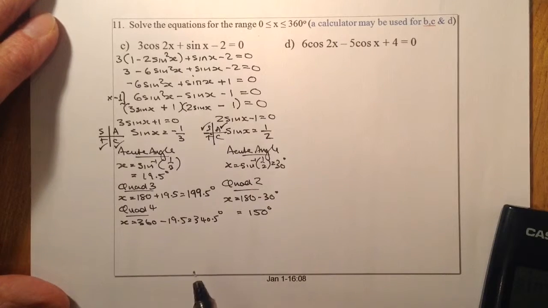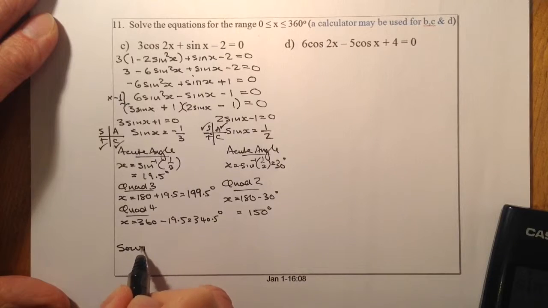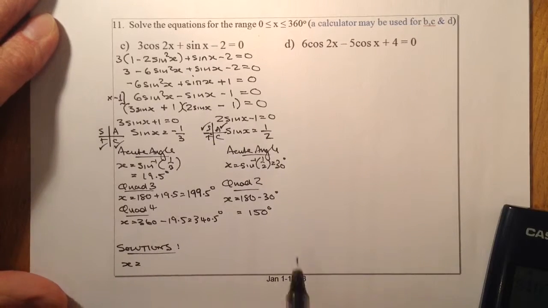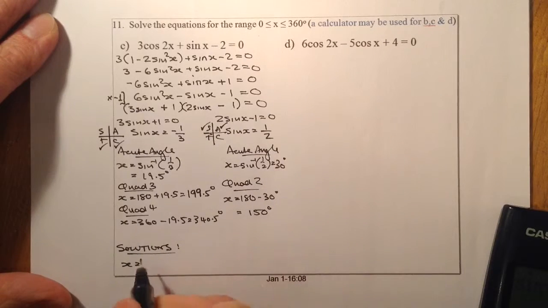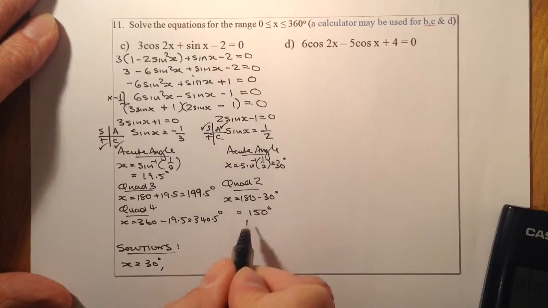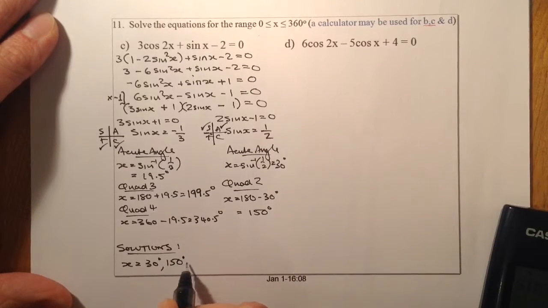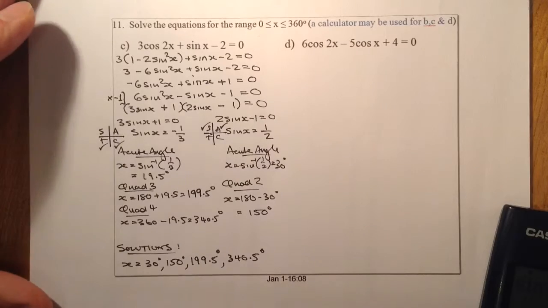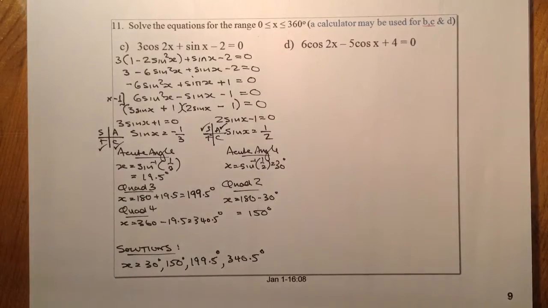Right then, so let's just gather up the solutions together after doing that work. So the solutions are going to be, and we'll put them in order, so let's go for the first one. First one must be 30 degrees. Next one is 150 degrees from over here. Next will be 199.5 degrees, and the final one 340.5 degrees there. So let's just check that that's the same as what we've seen on the graph.